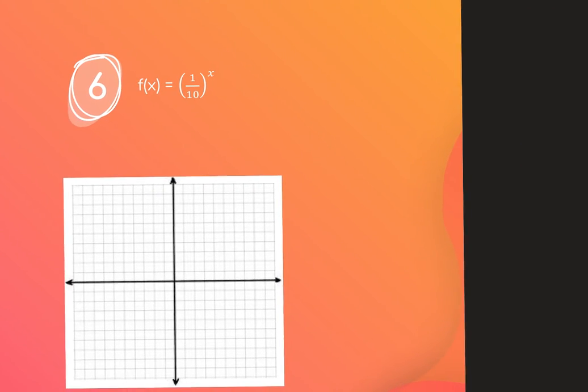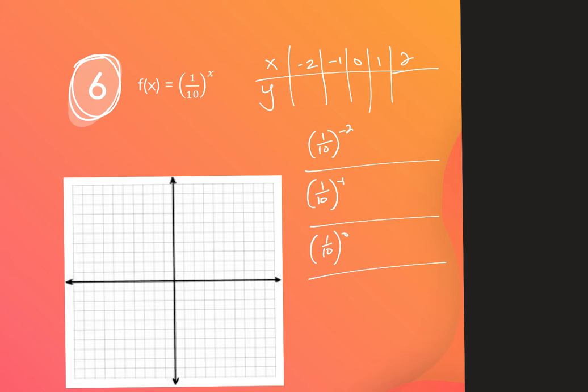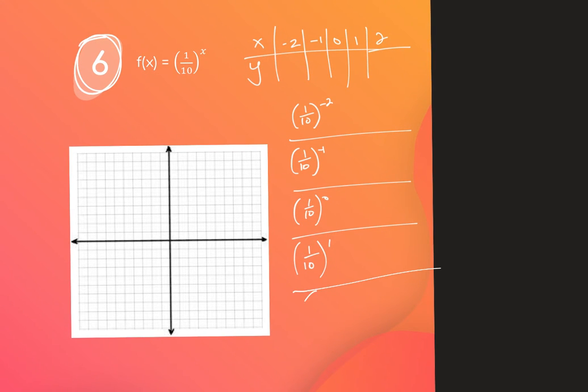So this one said f of x equals 1/10 to the x. And then we said we would set up a t-chart. WebAssign gives it to you, but let's just say you were given -2, -1, 0, 1, and 2. And then we would take each of these and plug them in. So 1/10 to the -2, 1/10 to the -1, 1/10 to the 0, 1/10 to the first, and 1/10 to the second.